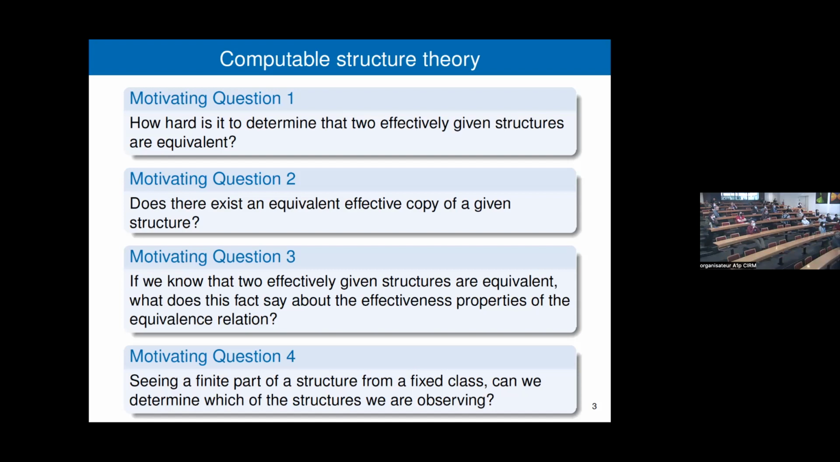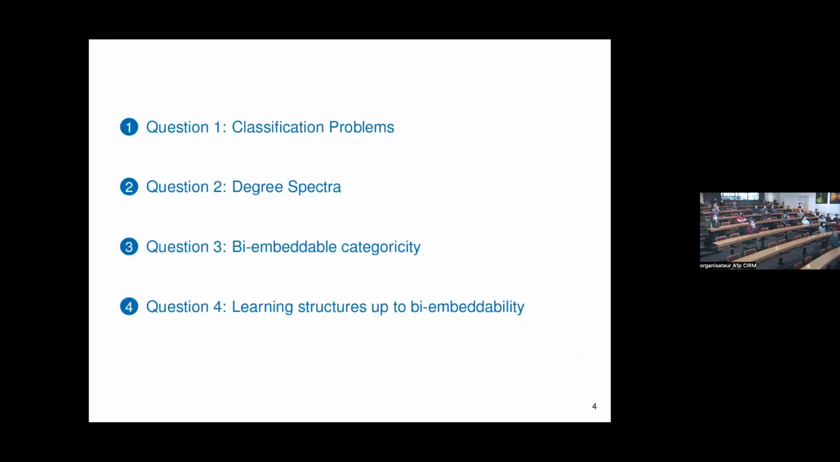The fourth question is, well, less classic, but the question that I've been working on in recent years, and I think it's quite interesting. We also have some results about bi-embeddability here. Suppose we have a class of countable structures, and we are observing finite pieces of one of the structures. The task is to say which structure we are observing, maybe not exactly, but up to bi-embeddability. So these are the four motivating questions, and this is how we are going to proceed, just going through them one by one.